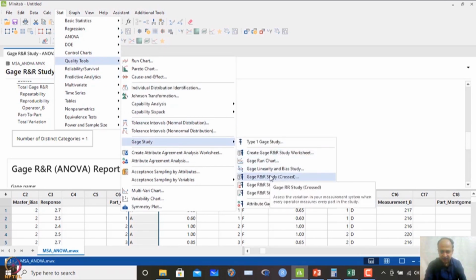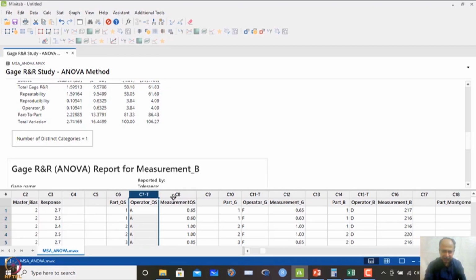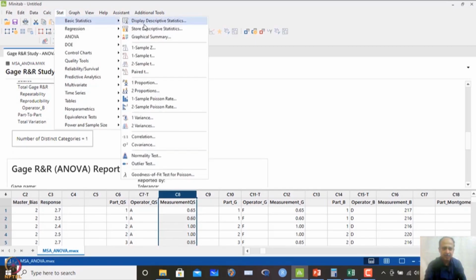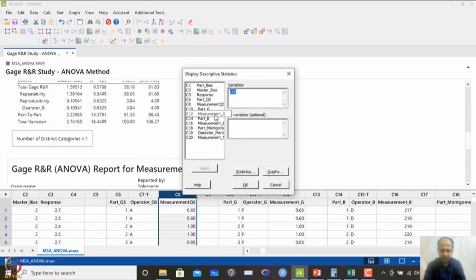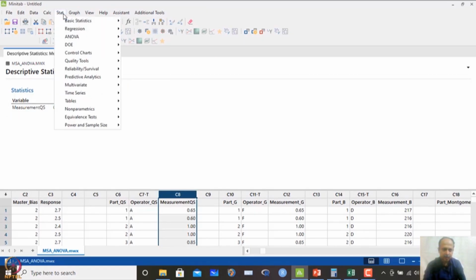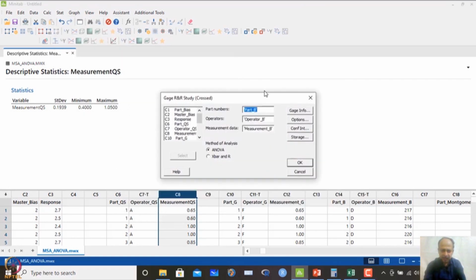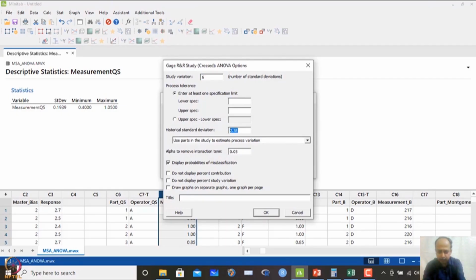So, gauge R&R studies, cross gauge R&R studies over here. So, part QS, operator QS and measurement QS we are taking over here. Only thing is that this variation we can calculate. So, for QS we can calculate the standard deviation of this, so let me try to calculate this standard deviation and see what the value is. So, approximately 0.2 we can take over here. So, quality tools, then gauge studies, then gauge R&R, and we have taken part as QS, operator and measurement as QS. Option is we are getting 0.2 over here, that is the estimation, but it can estimate for process variation.